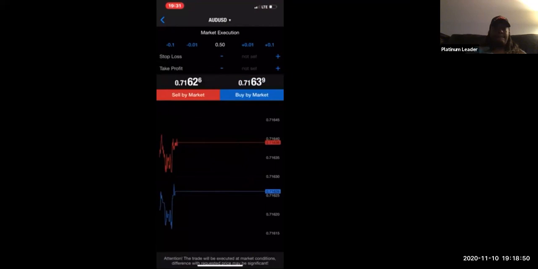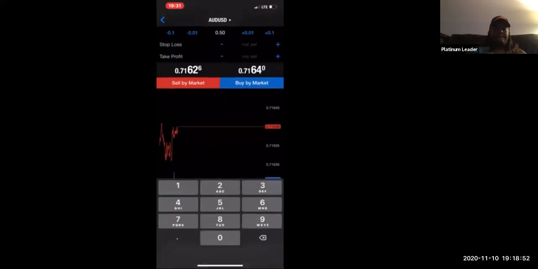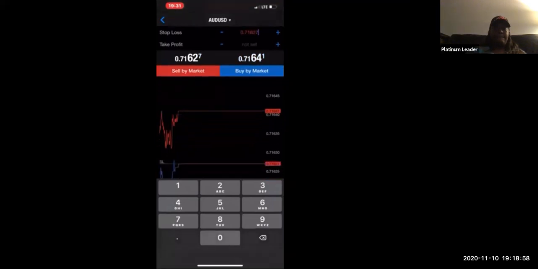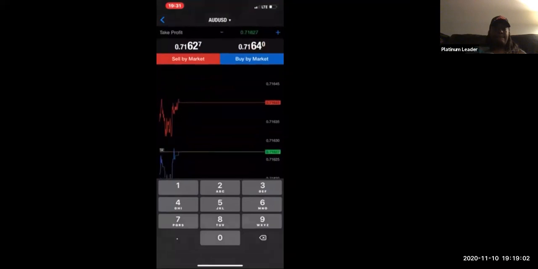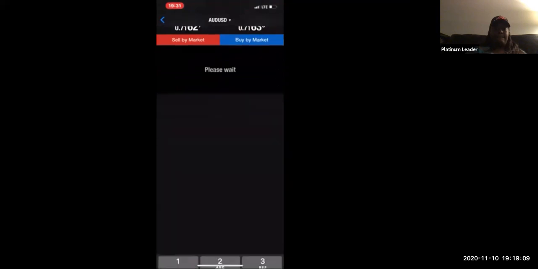Leave it alone. You can change your lot size. All you're going to do is just type it in, whichever lot size you want. You're going to put in your stop loss, the exact numbers that we're giving you. And you can also put in your take profit, which will be the exact numbers that we're giving you. And you will put sell. If we said sell, you put sell. If we said buy, you put buy. But say it was sell.